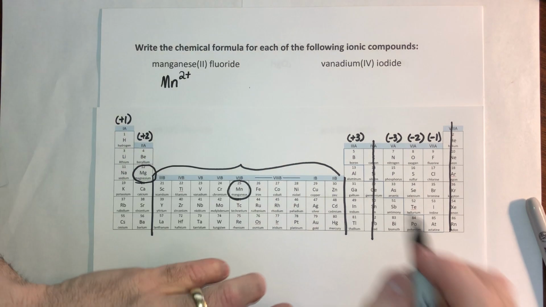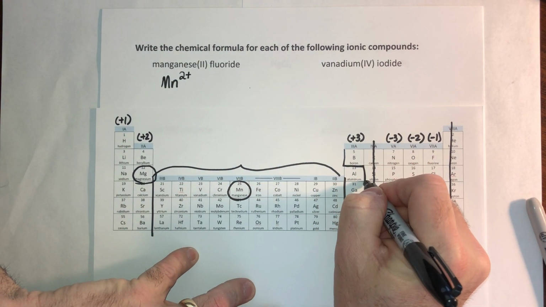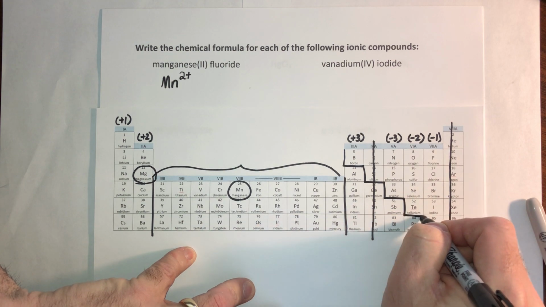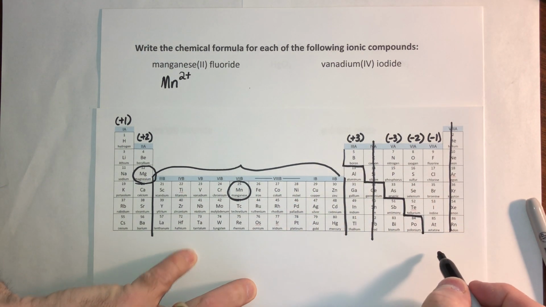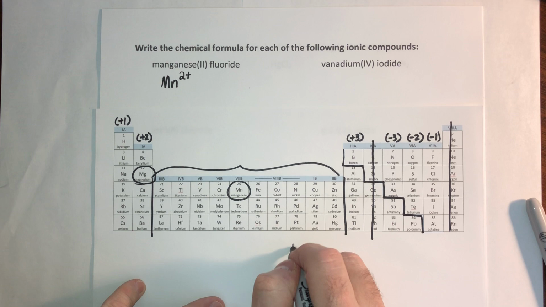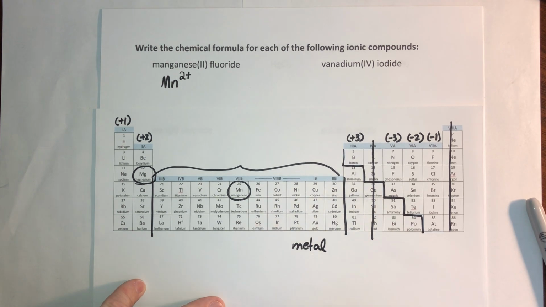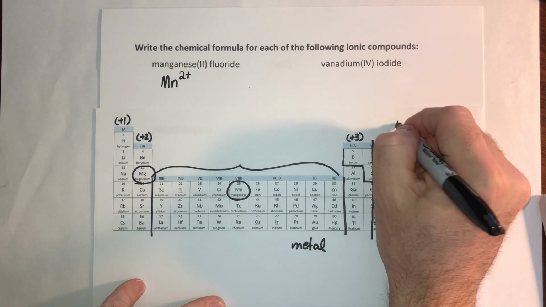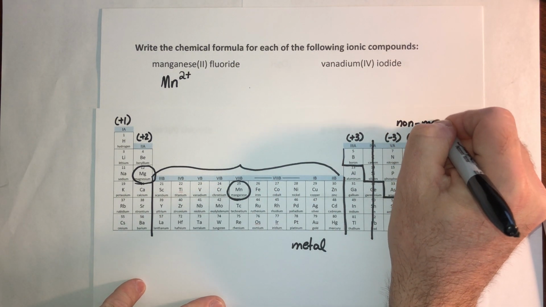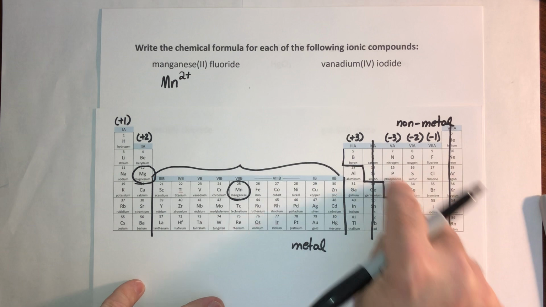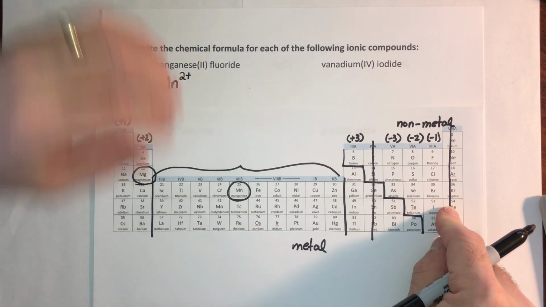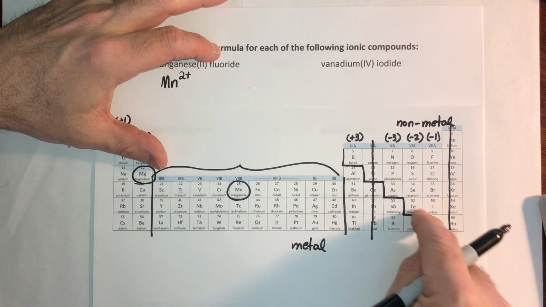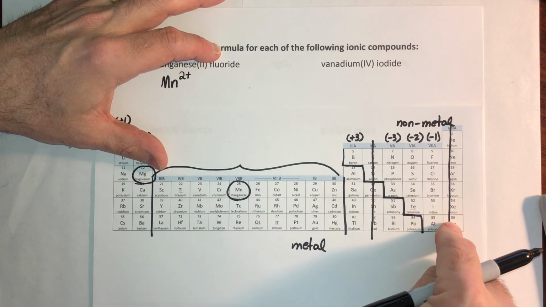Now the fluoride. Let's highlight our dividing line between metals and nonmetals, right? Your periodic table has a staircase. Everything on this side is a metal. That'll be the first part of your ionic compound. Everything on the right side of the staircase would be your nonmetal. So this would be the second part of your ionic compound. So if I'm going looking for fluoride, fluoride is going to be over here in this corner.